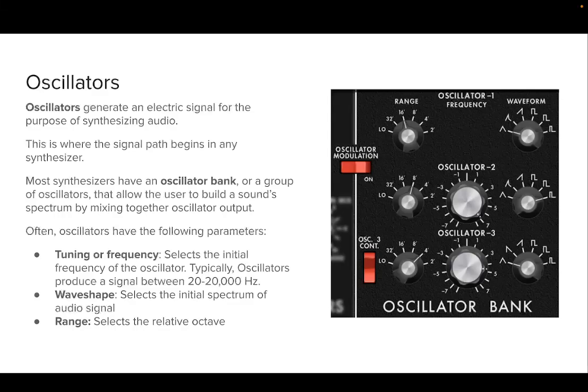We can see in the picture on the right the photo of the oscillator bank for the Mini Moog, which is a very awesome vintage synthesizer which was used in many recordings from the 1970s and onward. This oscillator bank consists of three oscillators labeled as such: oscillator 1, oscillator 2, and oscillator 3. When we press a key on this synthesizer, we can choose how much of each oscillator is in the signal.